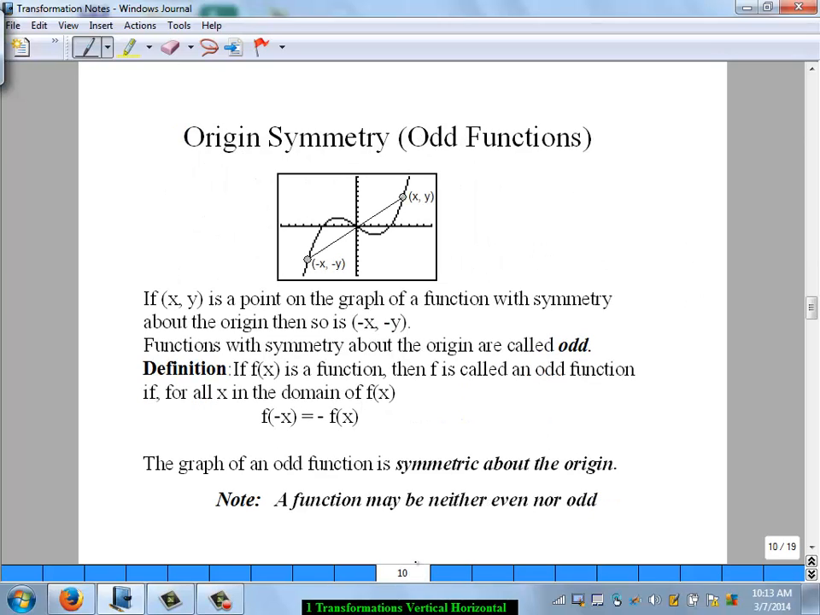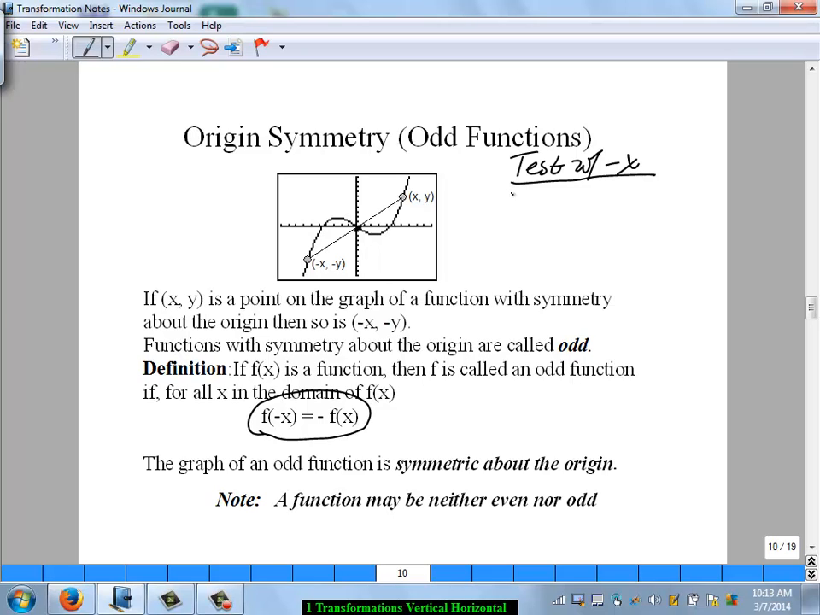The last one is origin symmetry or odd functions. So if I have a point here, now odd functions are a little bit different, but they do have their own kind of symmetry. They are symmetrical about the center of this. And if you look at it, if I had the point (x, y) and (negative x, negative y), it does have its own type of symmetry. So if you have f of negative x, it's the same as negative f of x. Now, here's the test. You test with negative x. If I put negative x in, if the whole thing is opposite, then it's odd, okay?